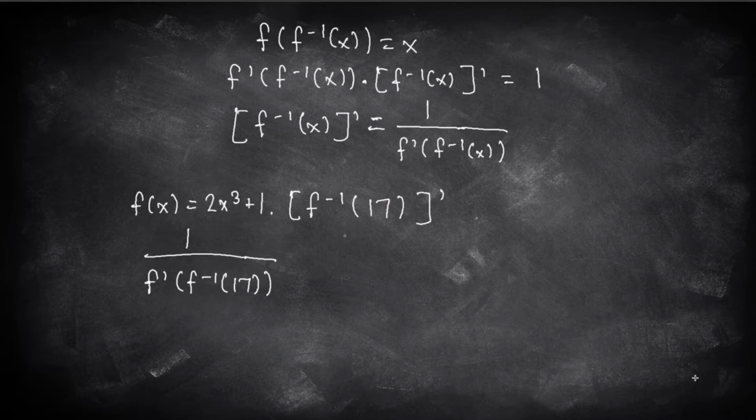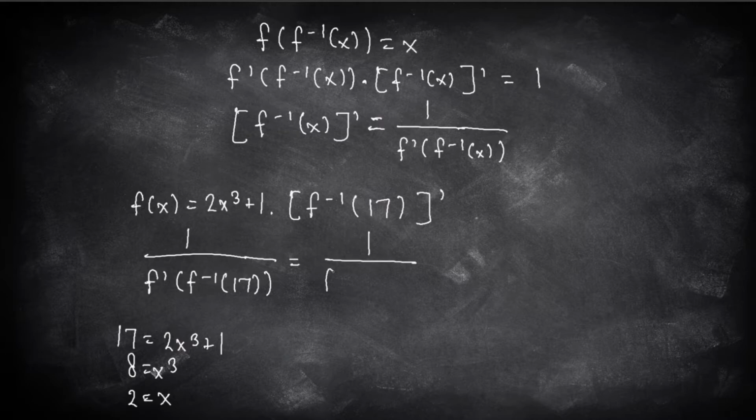What we could do is, as I said before, switch the x and y values. So the x value, which is 17 for our inverse, is actually the y value of our original function. That means 17 is equal to 2x cubed plus 1. So 17 minus 1 is 16, 16 divided by 2 is 8. That means x is equal to 2. So we could substitute that back in: 1 over the derivative of our original function at 2.